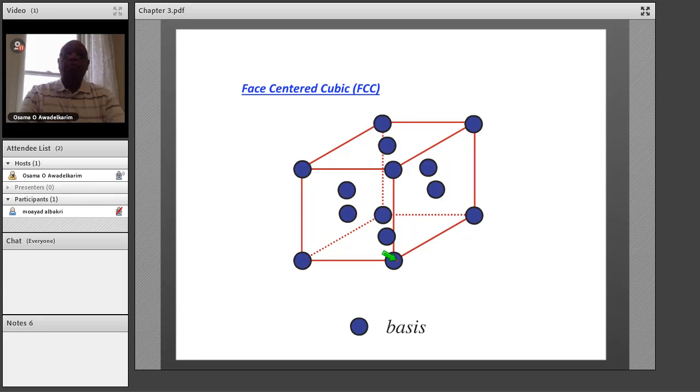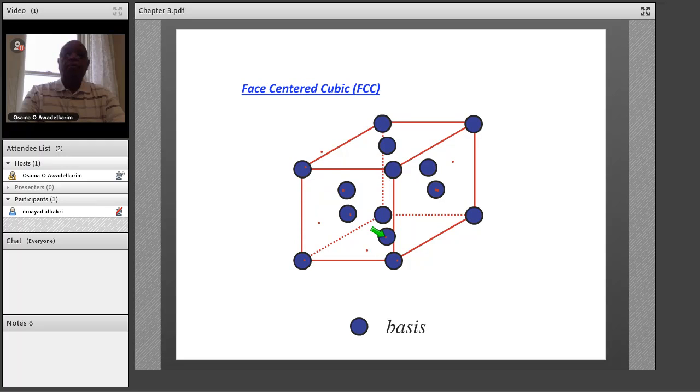We have an atom at each corner of this cube, but we also have an atom at the center of each face of the cube. So you can see that in this front face here, we have this atom at the center. And on this face here, we have this atom at the center. And on this back face here, we have this atom at the center. And at this bottom face, we have this atom at the center.